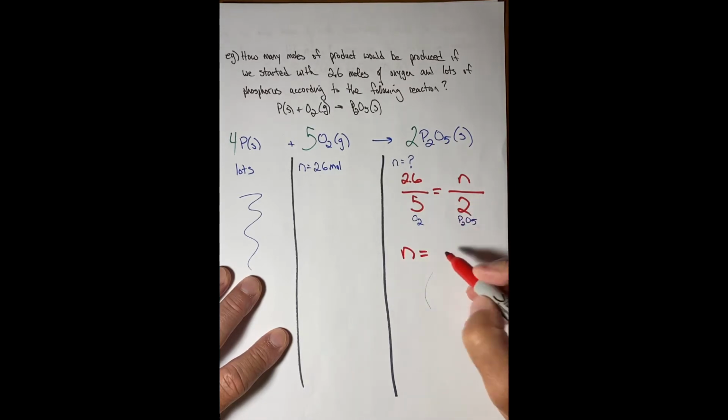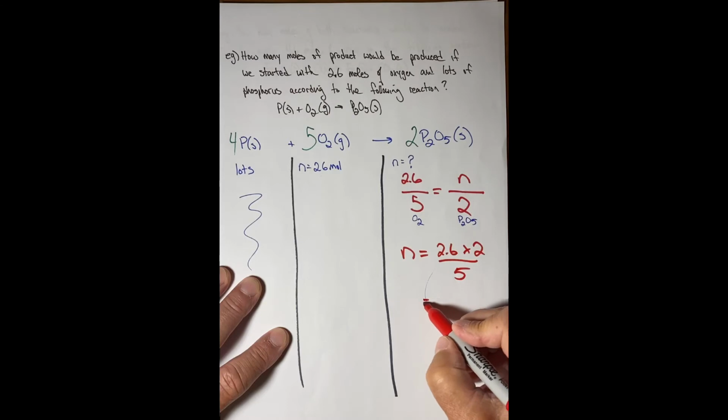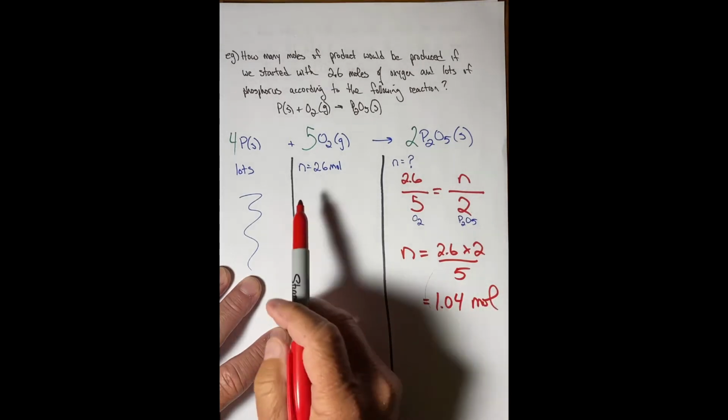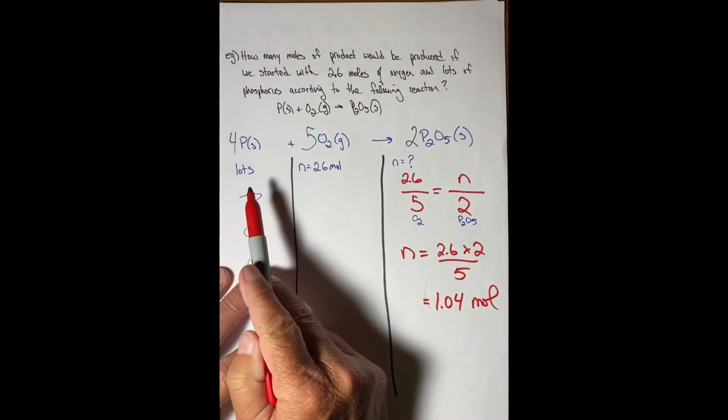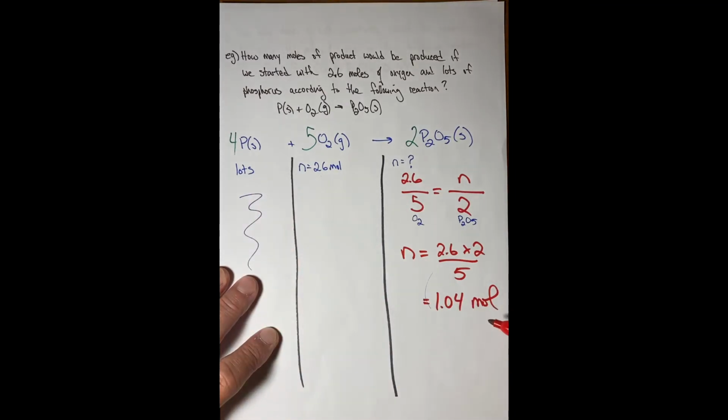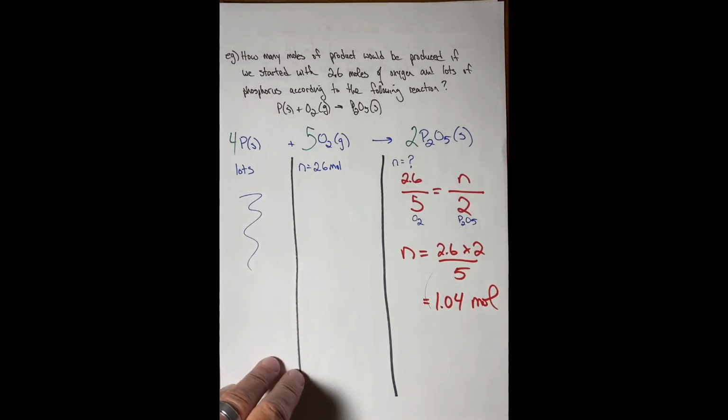So I'm going to take the 2.6, multiply it by 2 and divide by 5. Now, personally, I would never show that work. I would just come up with the answer here, which is 1.04 moles. So if I used 2.6 moles of oxygen gas and I dumped in a lot of phosphorus, I would produce 1.04 moles of P2O5. And that's basically answering the question, okay?